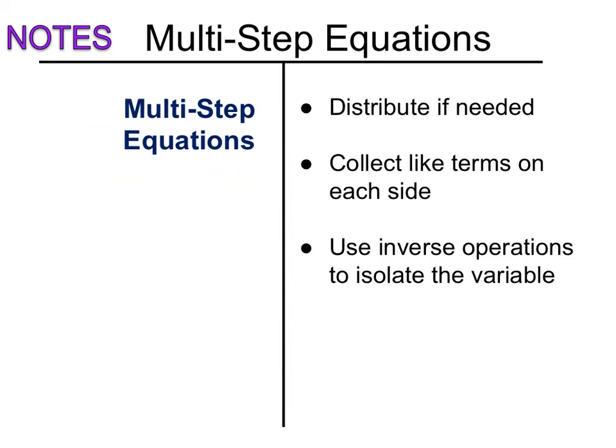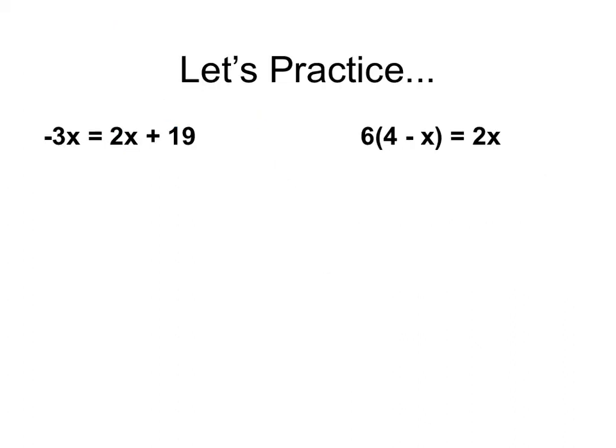Now that's another layer of solving multi-steps on top of what we already have to do. So if we have parentheses, we'll have to distribute first. If we have terms that are like on each side of the equation, we're going to collect those first together. And then we'll use inverse operations to isolate the variables. So now we're going to take what we've been doing for multi-step equations and we're adding this extra layer on top of it. Okay, let's look at some examples.